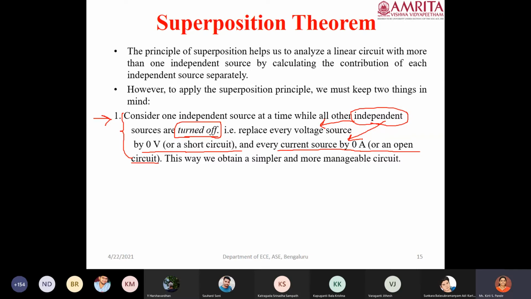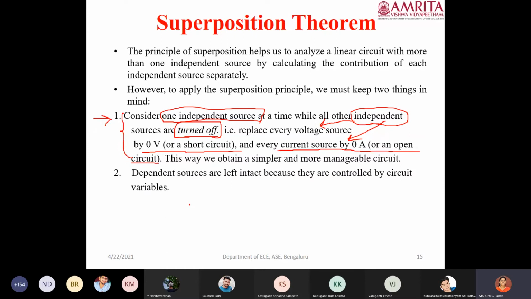This is the first step, and only one independent source will be acting. So once the examples start, it is easy to understand. Coming to the second point, which is dealing with the dependent sources. The dependent sources are left intact because they are controlled by the circuit variables.